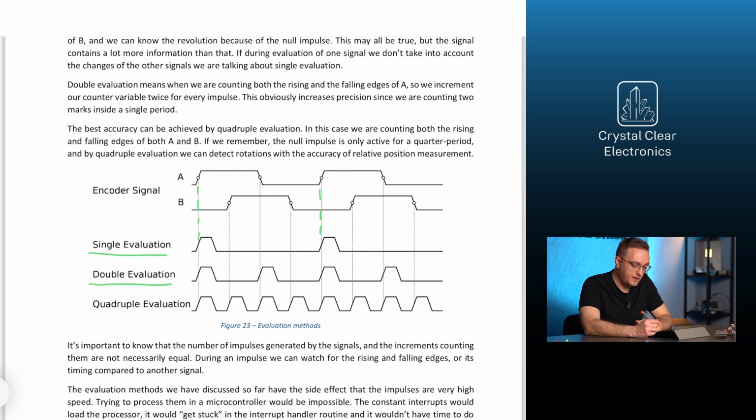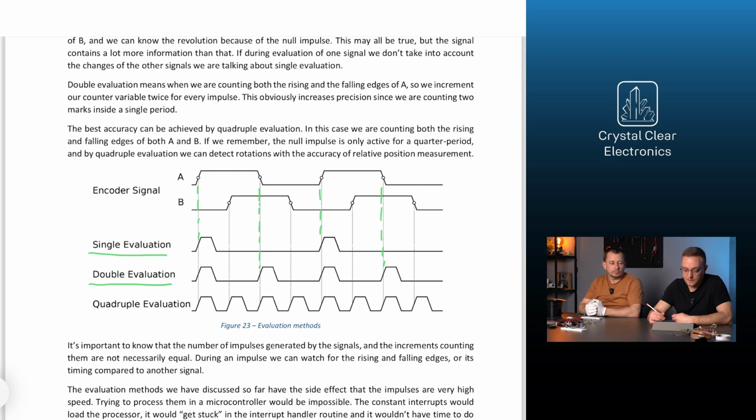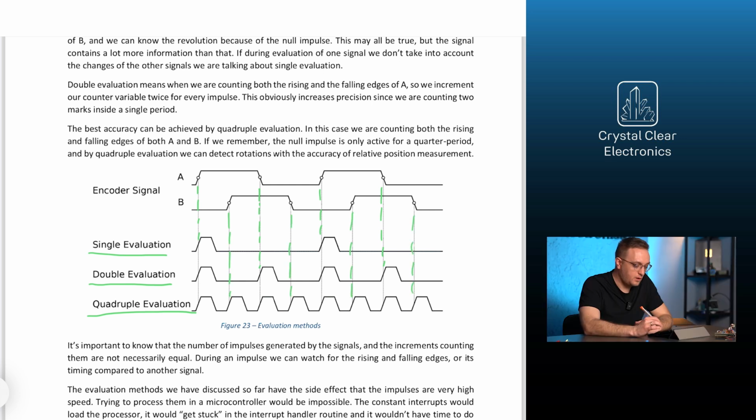We can also use double evaluation, in which case we count both the rising and the falling edges of A, so we increment our counter variable twice for every impulse. This obviously increases precision, since we are counting 2 marks inside a single period. The best accuracy can be achieved by quadruple evaluation. In this case, we are counting both the rising and falling edges of both A and B. If we remember, the null impulse is only active for a quarter period, and by quadruple evaluation, we can detect rotations with the accuracy of relative position measurement.